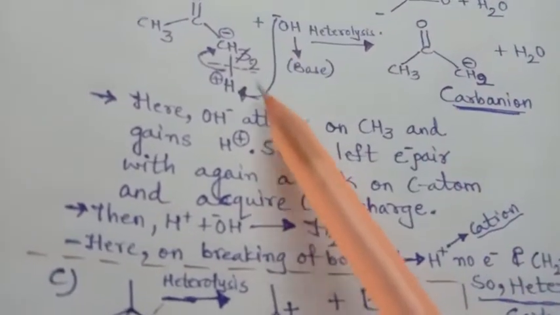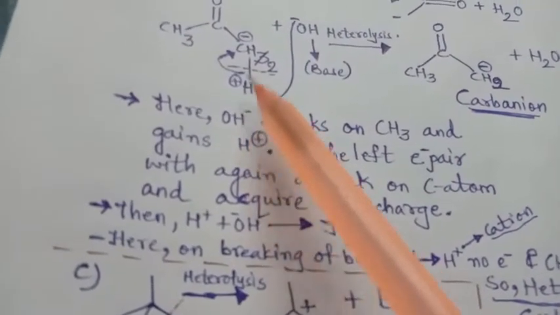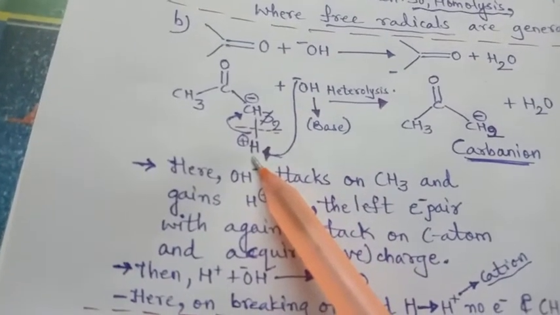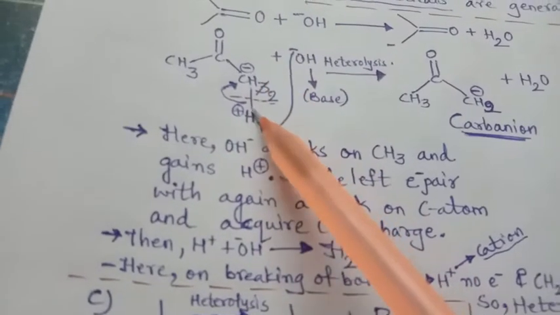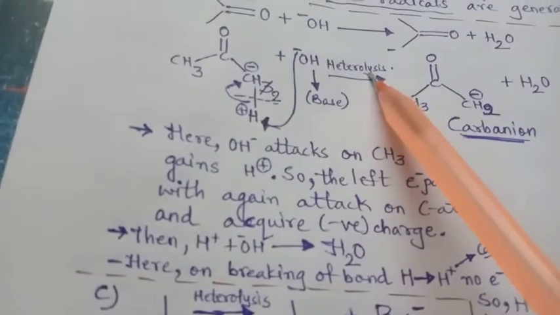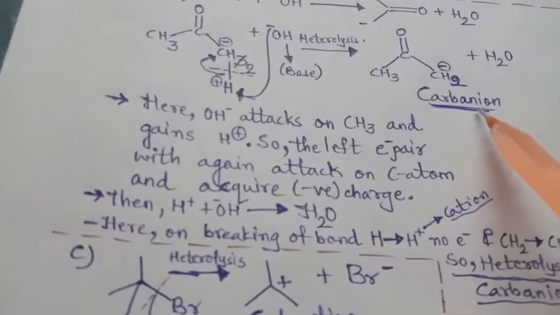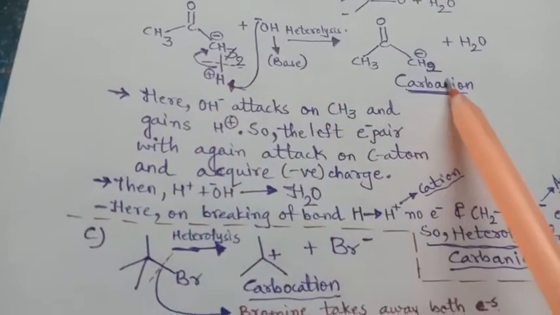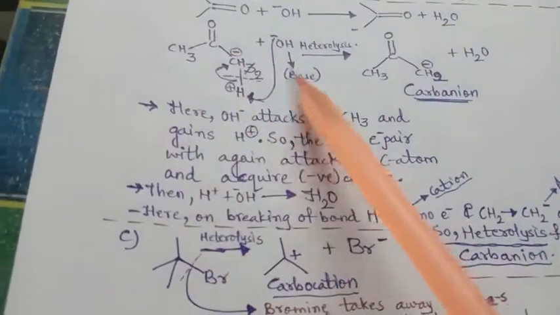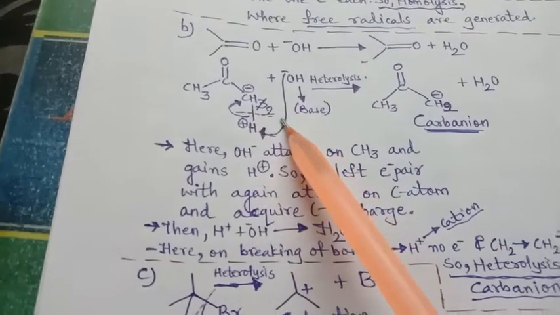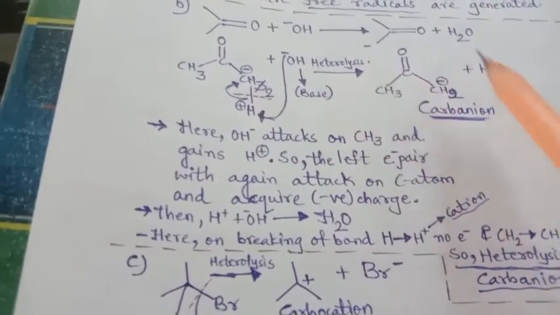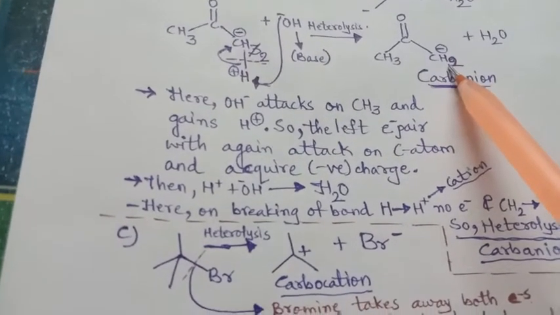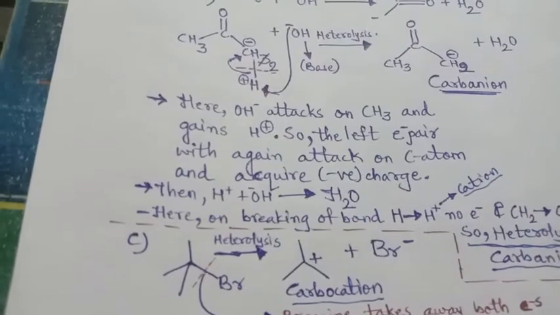And what happened here? Here you see positive and negative charges are separated. Right? That is cation and anion. So the cleavage is heterolysis and the intermediate is carbanion. So whatever I have explained here in the mechanism, this is called mechanism. That means it shows us how this negative charge has been acquired by this CH2 from CH3. This is called reaction mechanism.